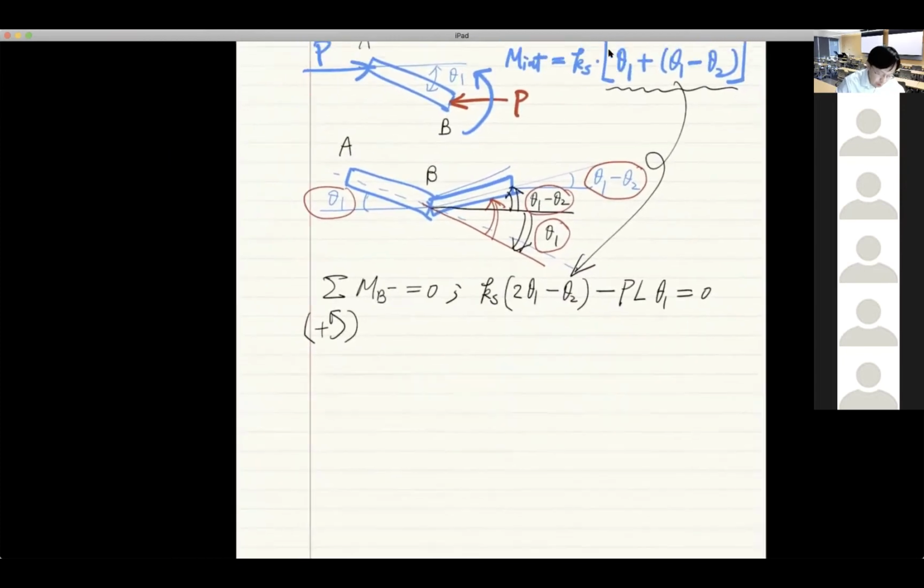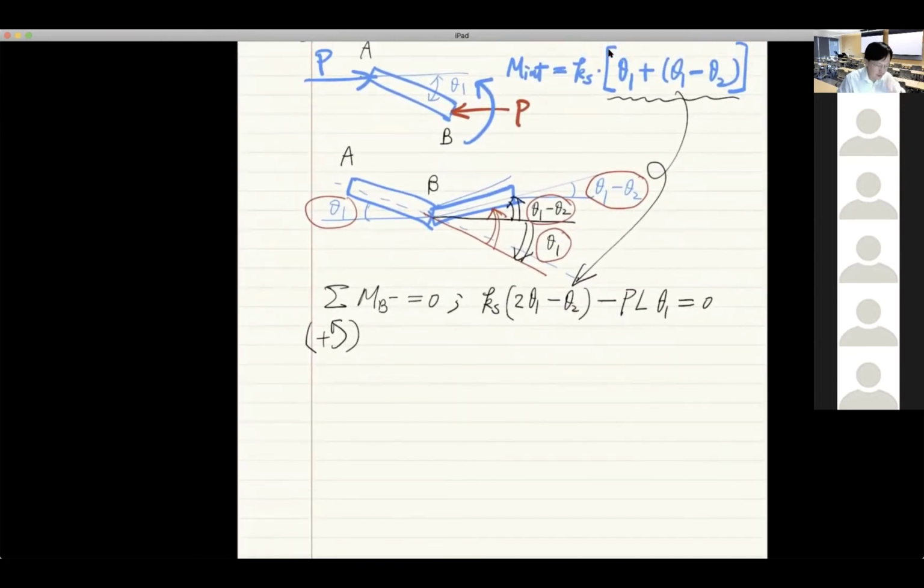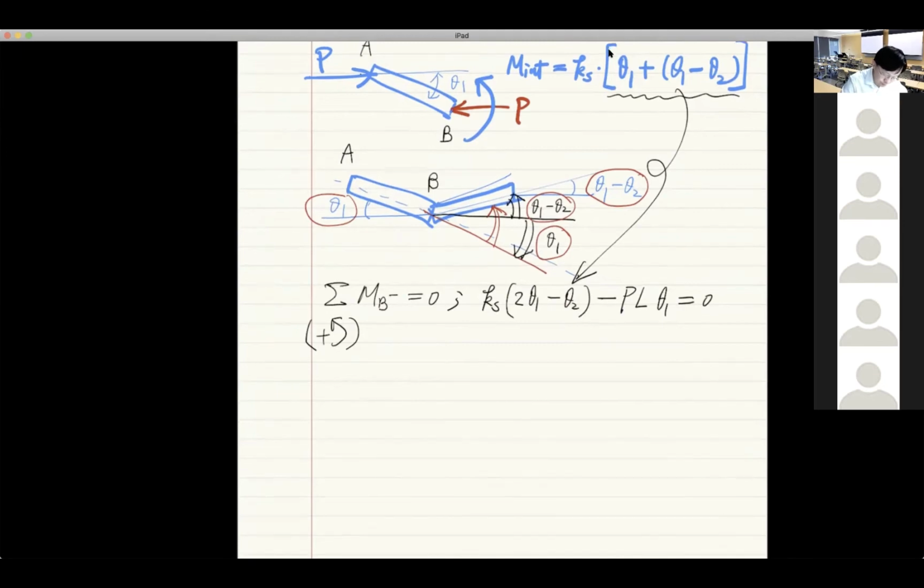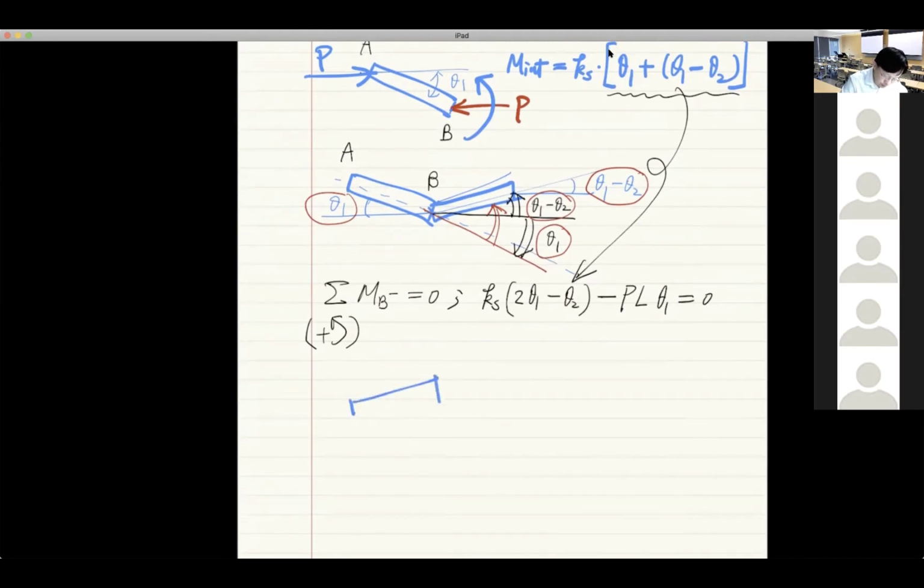And in the meantime, if we also look at the free body diagram at member BC, that means this is BC, another one is like this. This is B, this is C. And we use exactly the same way to look at the angles. First of all, this angle here is theta 2, and this angle here is theta 1 minus theta 2.